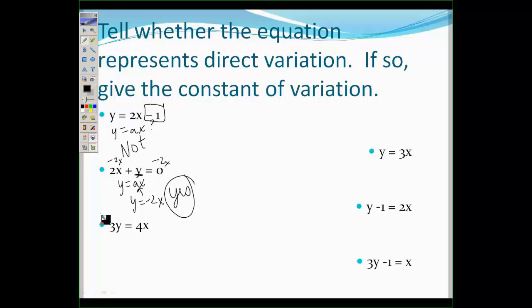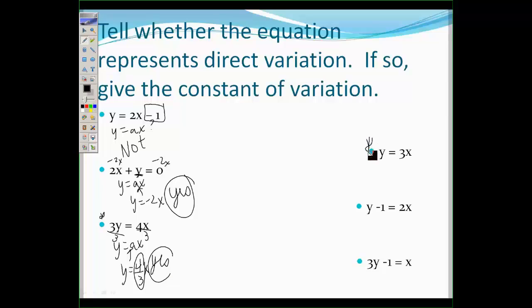Similarly, once again, in the next one, it doesn't say y equals. We need to make it say y equals. So let's solve for y by dividing both sides by 3. Y equals 4/3 x. Is that in the form y equals ax? Even though there's a fraction, the x is still in the numerator and a is still just a number, so yes, this would be a direct variation.